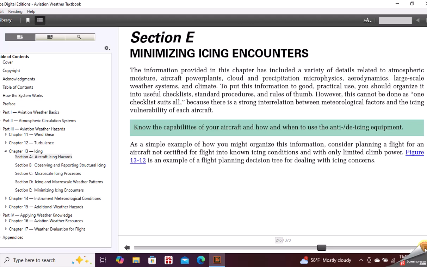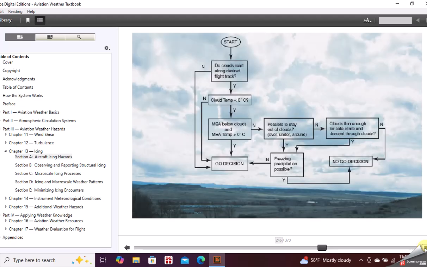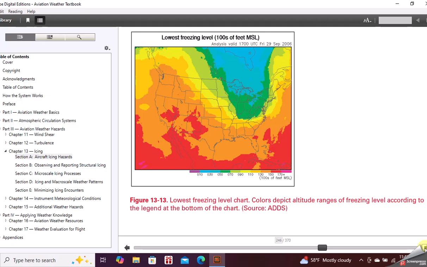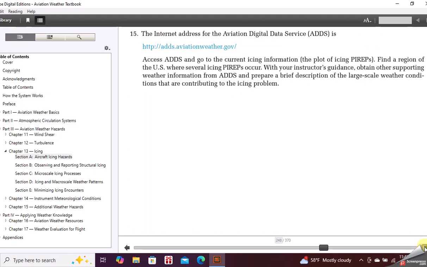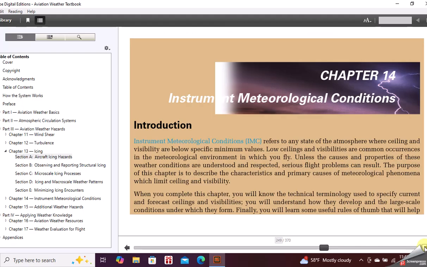So, obviously, you need to know your aircraft, what it's capable of. And here, for example, is a depiction. You can get these from Aviation Weather all over the place, charts that will show you where the icing freezing level is and how to deal with it. So with that, let's move on to instrument weather.